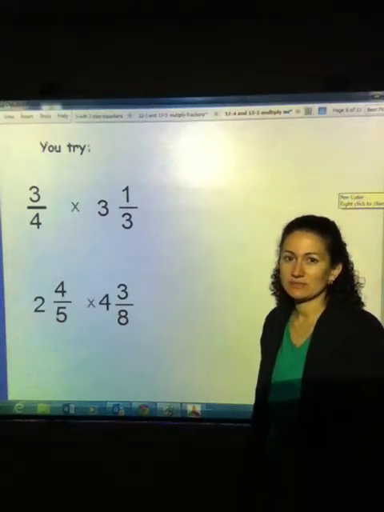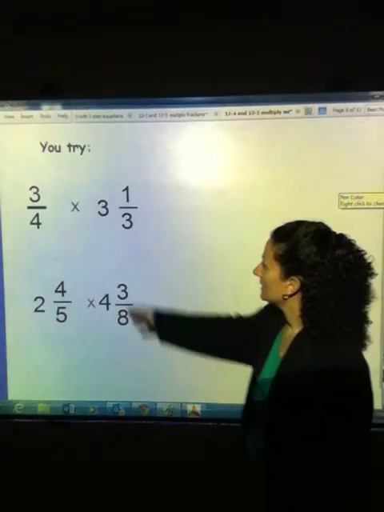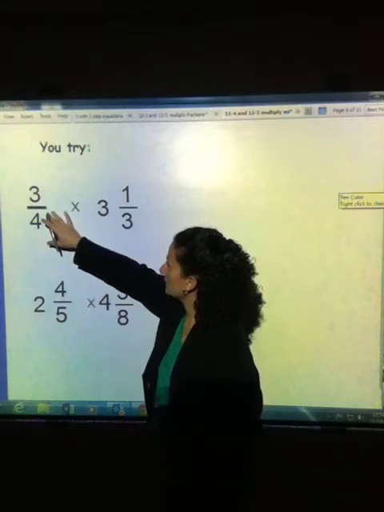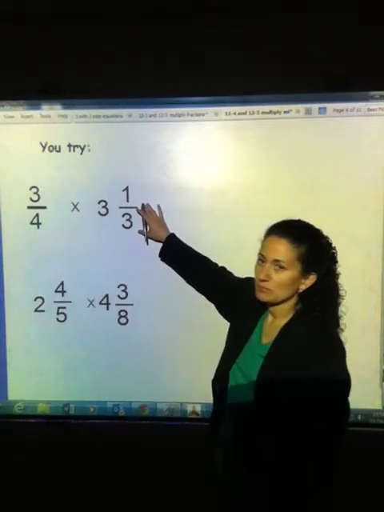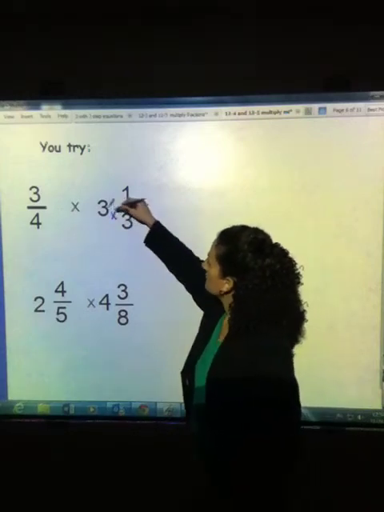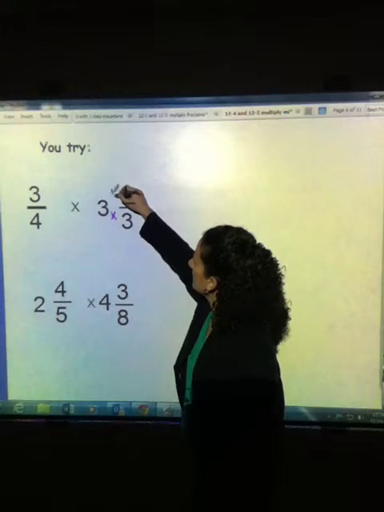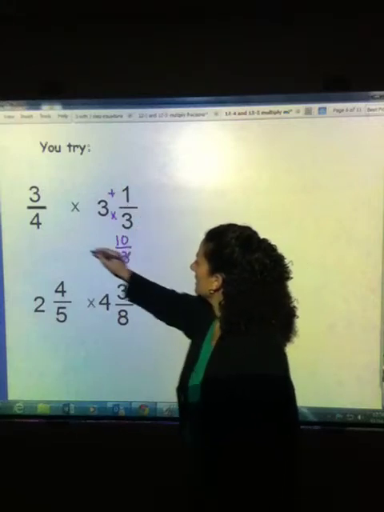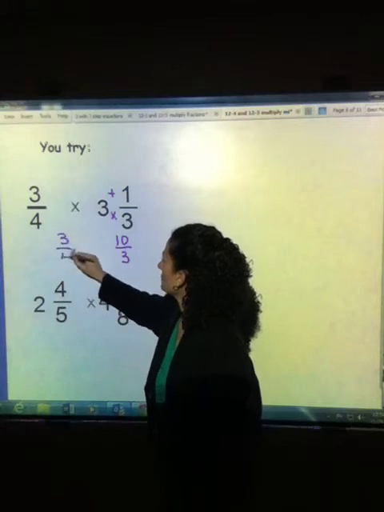Let's check these last 2 examples and see how you did. 3/4 is a proper fraction, so we're going to leave that alone. 3 1/3 is a mixed number, so I'm going to change that to an improper fraction. 3 times 3 is 9, plus 1 is 10. So this becomes 10/3. This is 3/4.